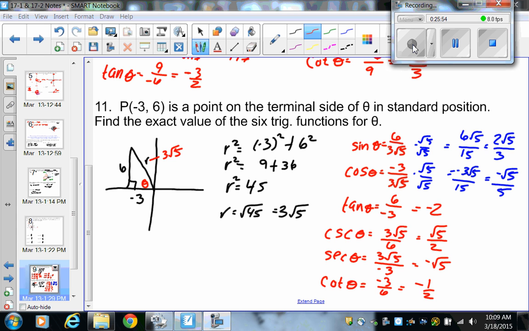When you work number 11, you should find that your r is 3 radical 5, your sine of theta comes out to be 2 radical 5 over 3, cosine theta equals negative radical 5 over 5, tangent of theta is negative 2, cosecant is equal to radical 5 over 2, secant is negative radical 5, and cotangent is negative 1/2.